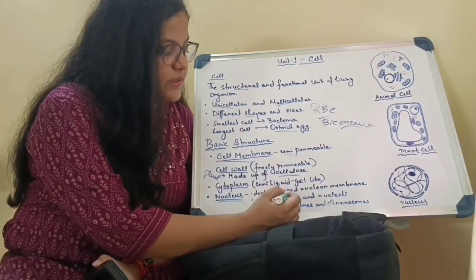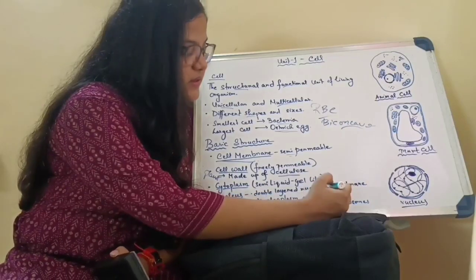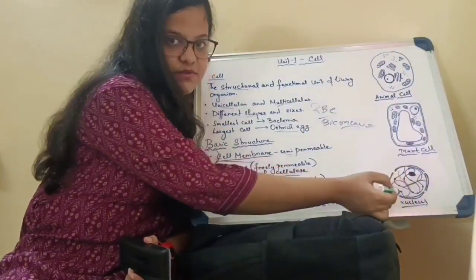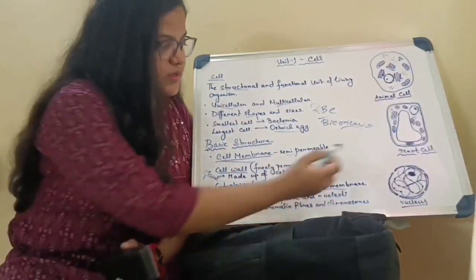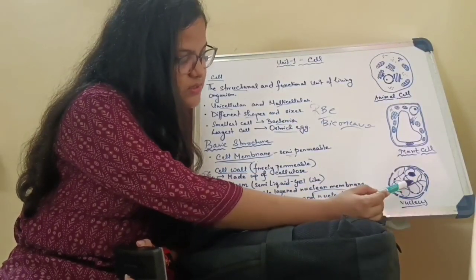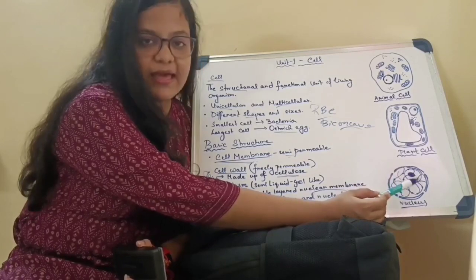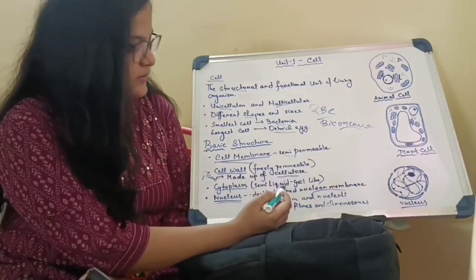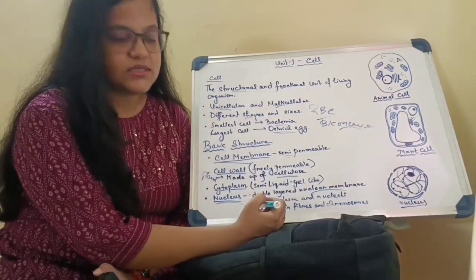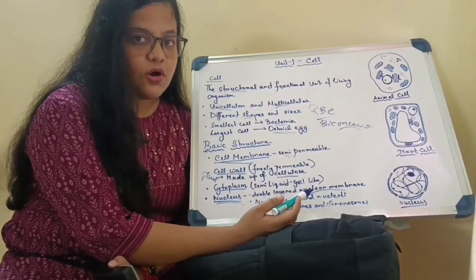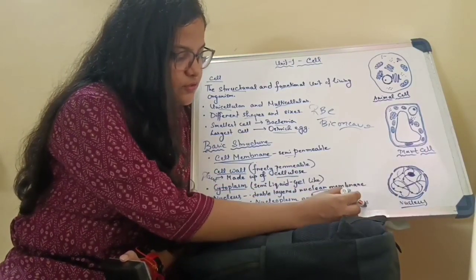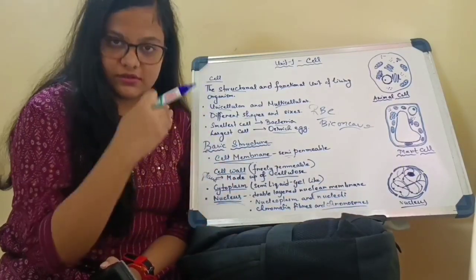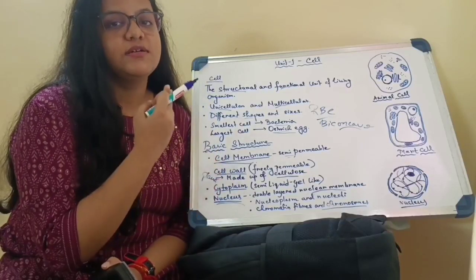It has a double layer outer membrane known as the nuclear membrane, which is this one as you can see here. It also contains a semi-liquid substance called the nucleoplasm and a structure named the nucleolus. It also contains some thread-like structures called the chromatin fibers or the chromosomes. These chromatin fibers or chromosomes contain genes which determine the hereditary factors.